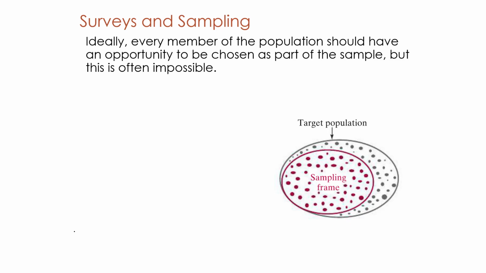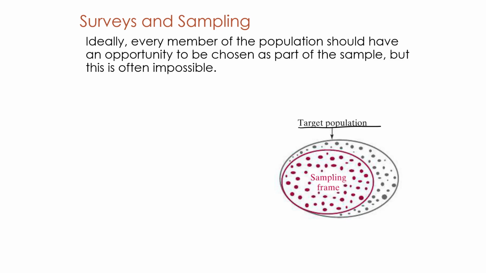So every time you run some kind of experiment, you have a target population in mind, and ideally, you would want your sample to come from the target population, and you would want everybody to have an equal chance of being in your sample. So this picture here, where you have the target population, that's the people that you're interested in finding out information about.